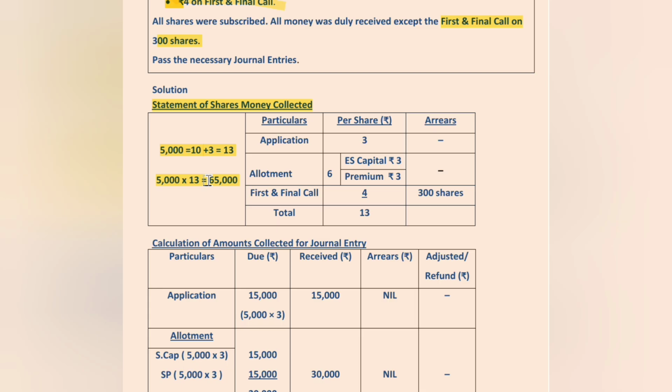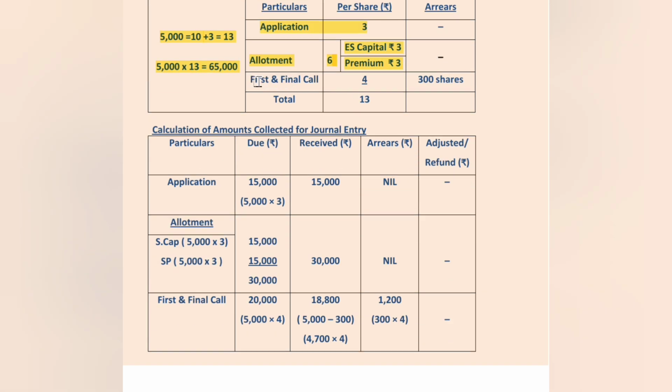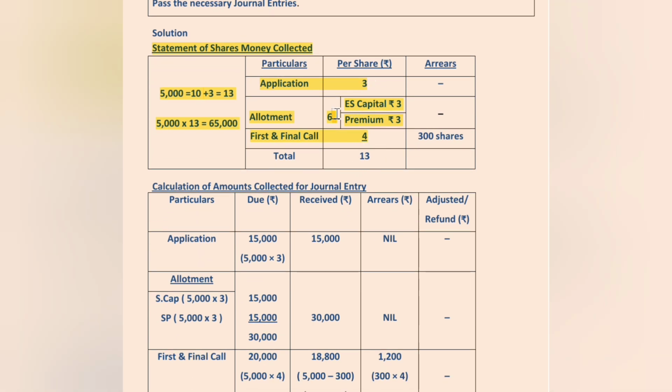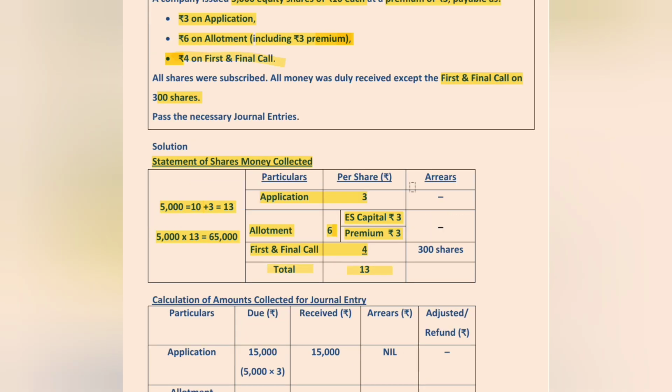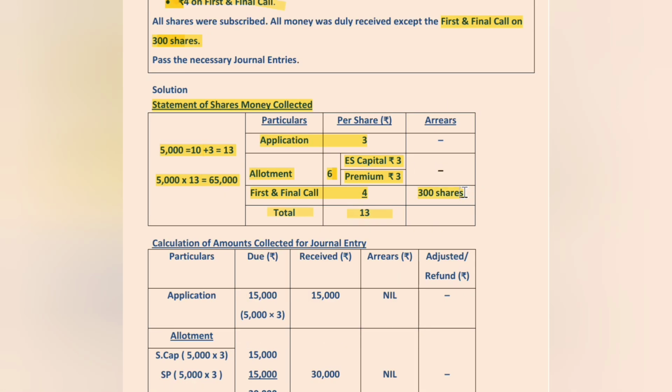Now how did they collect? On application, 3 rupees. On allotment, the total amount is 6 rupees, of which 3 rupees is premium and the remaining becomes equity share capital. And on first and final call, 4 rupees. So totally 6 plus 3 plus 4 is 13 rupees per share. At the time of the final call, 300 shares did not pay the money, so the arrears is 300 rupees.